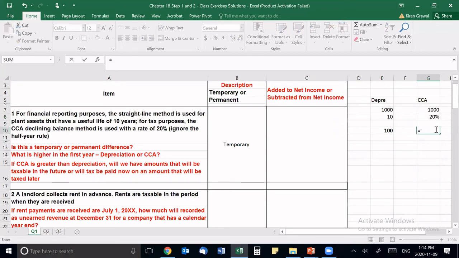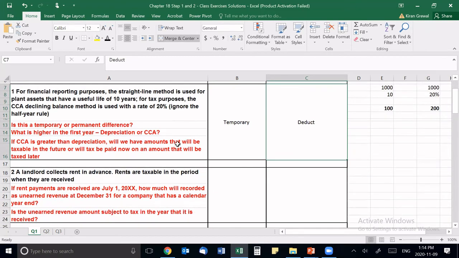We can ignore the half year rule. So if anybody has already taken tax, for simplicity, let's ignore the half year rule. Okay, so in this case, $1,000 times 20% is 200. So we're going to take depreciation of 100 and CCA of 200. So right now, our CCA is more than our depreciation. So we're going to add back our depreciation because that's not allowed for taxable income. And then we're going to deduct our CCA. So in total, you're going to be deducting $100 more, right? So you add back this amount, deduct this amount, and therefore you are deducting more.